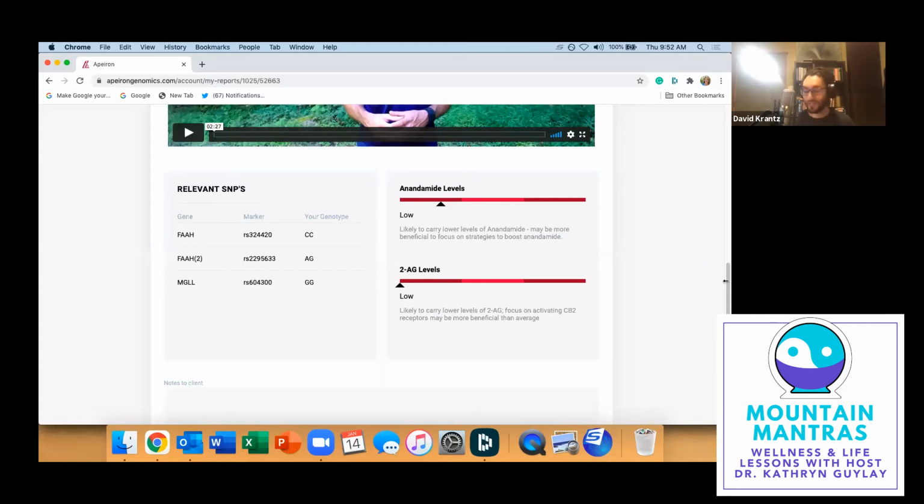And what's interesting is, they used to attribute the runner's high, or that kind of buzz after exercise, solely to endorphins. But what they now know is anandamide is actually a major player in triggering that response too. So it's part of the feel-good response from exercise.